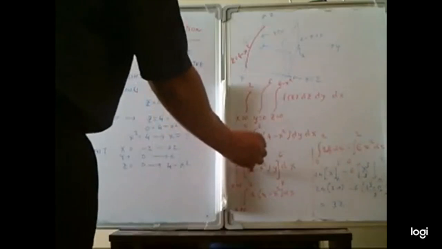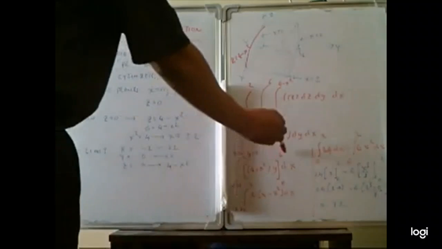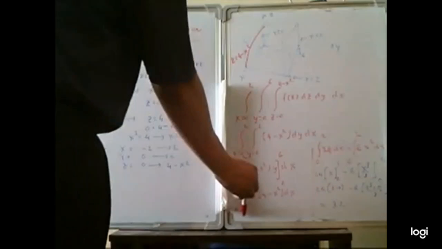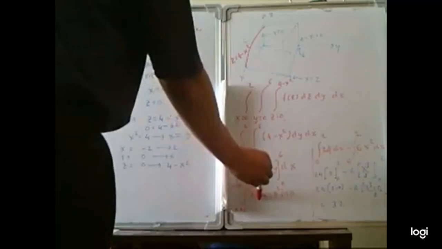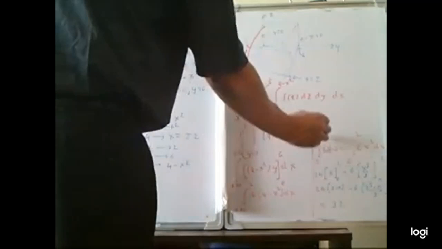So this is the integration, the differentials are cancelled. So here you get y. So x limit 0 to 2, 4 minus x squared, y with limit 0 to 6, dx. So we substitute the 6 here. So the integration is x from 0 to 2, 6 into 4 minus x squared dx. So that will be the integration 0 to 2 of 24 dx minus the integration of 6x squared dx. So you integrate this one and put in the limits, and you get the answer.